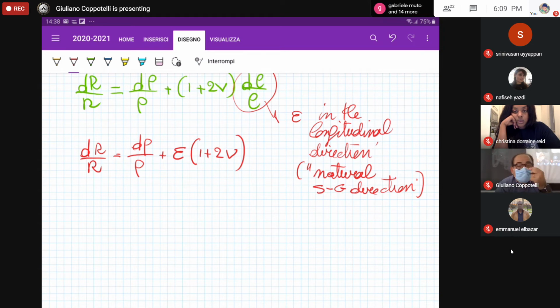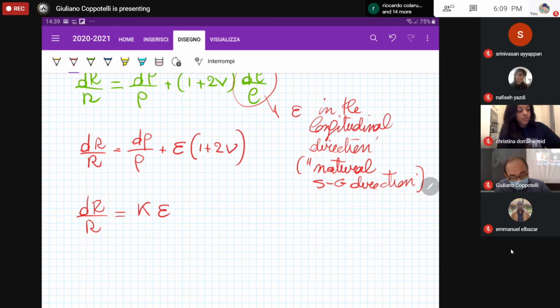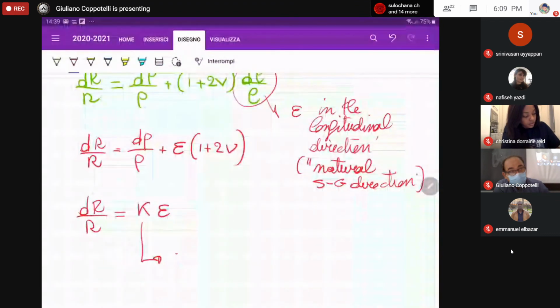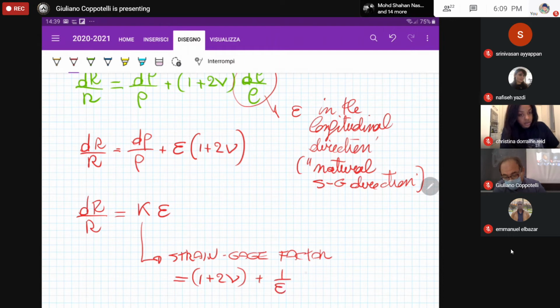Why? Because we don't have a clear relation between the input, the strain quantity that we want to measure, and the output, something electrical that we are going to measure, so dR over R. In order to do that, let me introduce the gauge factor, so that dR over R is equal to K epsilon, in which K is your strain gauge factor, and this strain gauge factor is equal to 1 plus 2 nu, plus 1 over epsilon times d rho over rho.